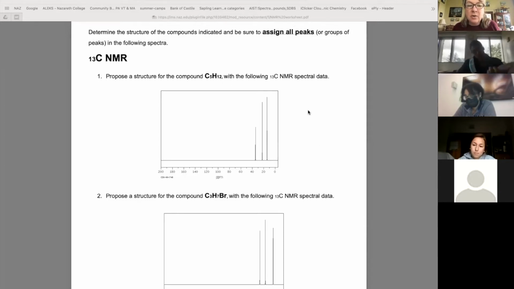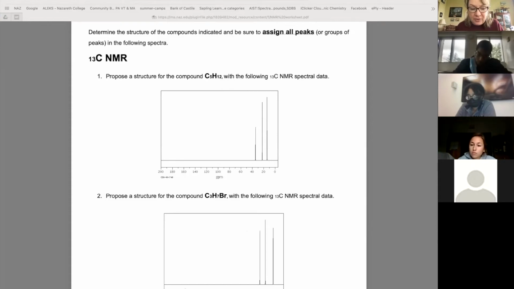Okay, Kiara, question number one for carbon. We have C5H12. And there's no integration for carbon. It's almost like the size of the peak, but it's just estimated. And there's no splitting in carbon. So this is basically that there are 3 types of carbon with C5H12.